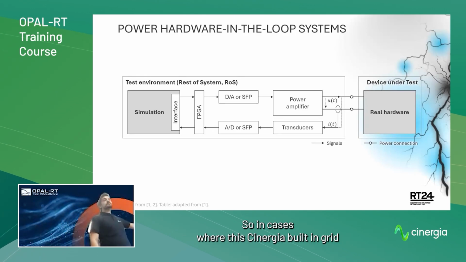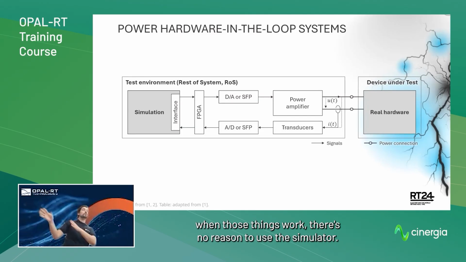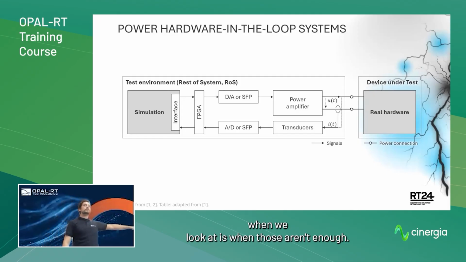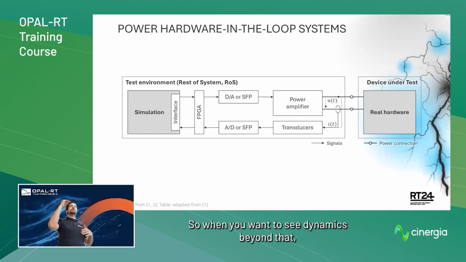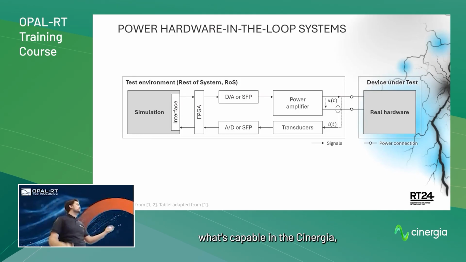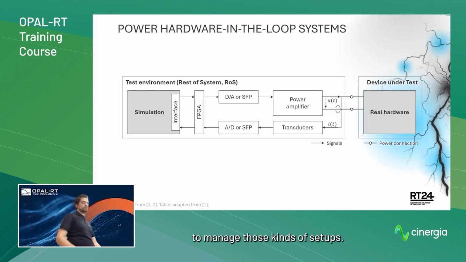So in cases where the Cinergia built-in grid emulation, electronic load emulation, PV or battery emulation work, there's no reason to use the simulator. It's just extra hassle. What we look at is when those aren't enough. So when you want to see dynamics beyond what's capable in the Cinergia, we can command it via the analogs, and then we basically have this high-speed real-time controller to manage those kinds of signals.